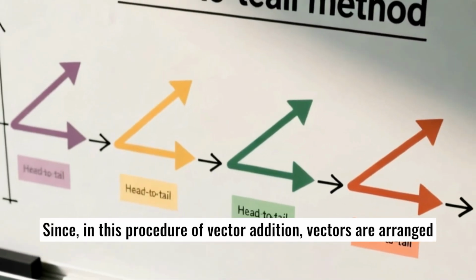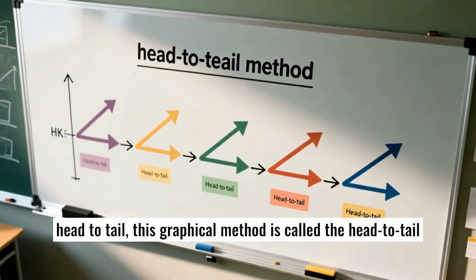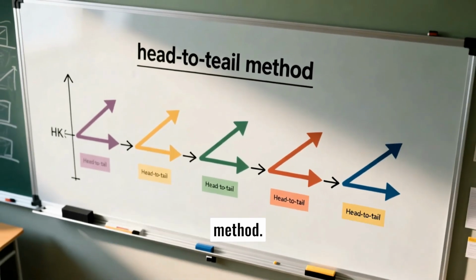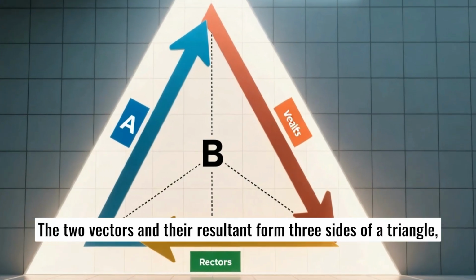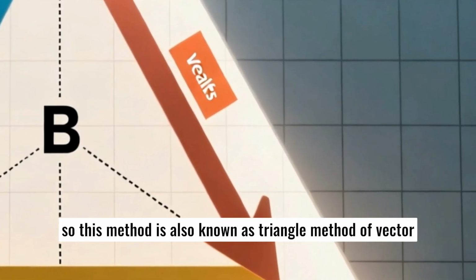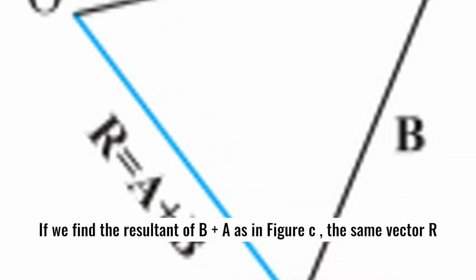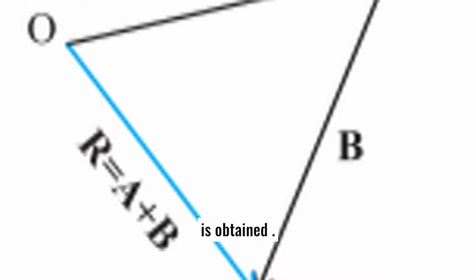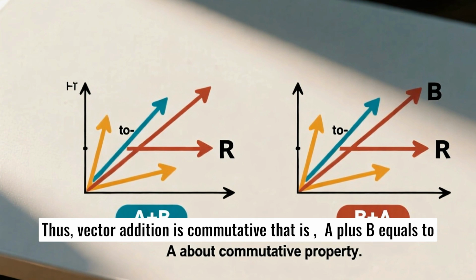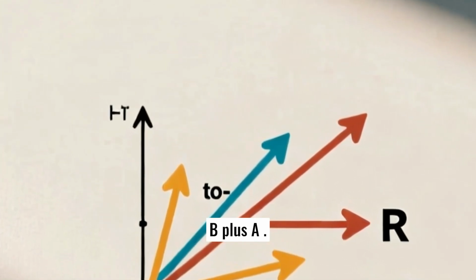Since, in this procedure of vector addition, vectors are arranged head to tail, this graphical method is called the head-to-tail method. The two vectors and their resultant form three sides of a triangle, so this method is also known as the triangle method of vector addition. If we find a resultant of B plus A, as in figure C, the same vector R is obtained. Thus, vector addition is commutative, that is, A plus B equals B plus A.